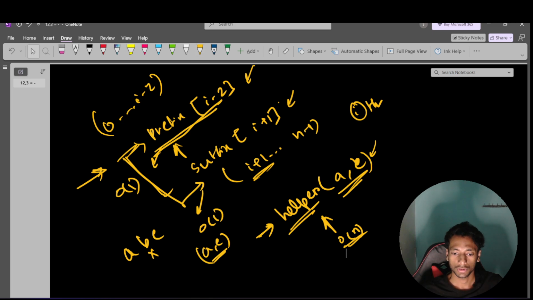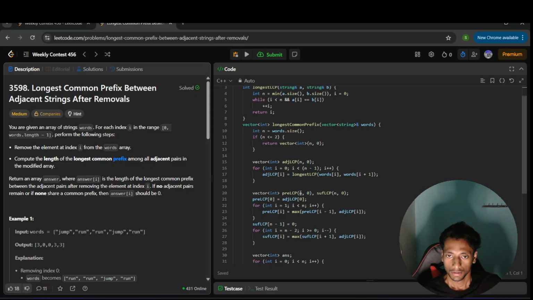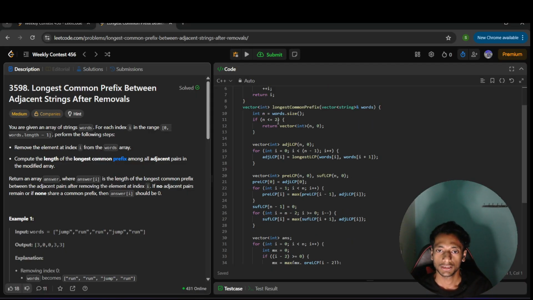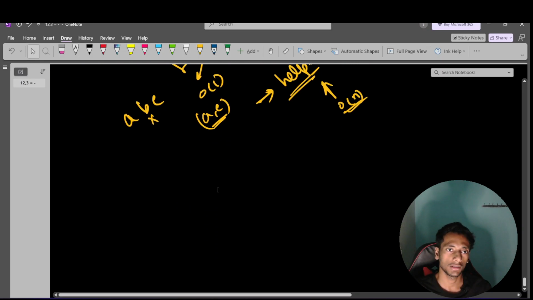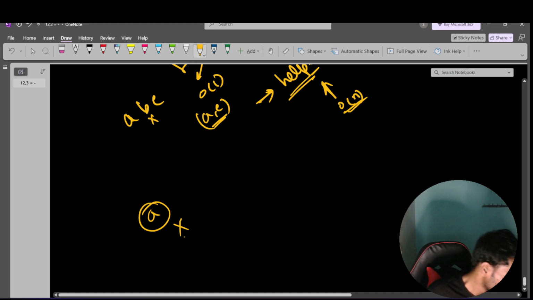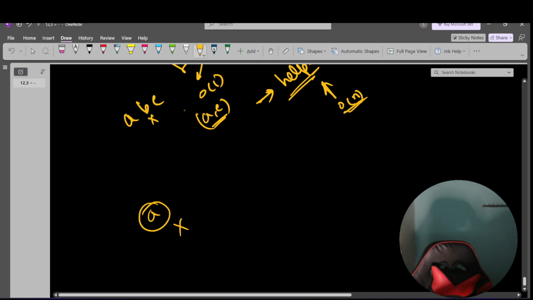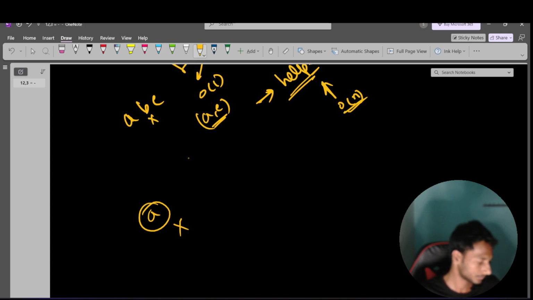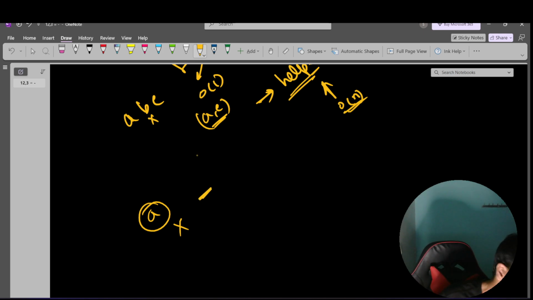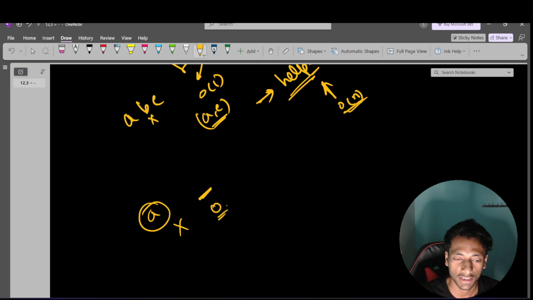So now what is the code? If our length is less than or equal to, so is it possible to get any longest common prefix substring? Not possible. Suppose only one string is present, suppose A. If I remove this, there is no string now. If I remove that, our string will be empty. So it will now return 0, because there is no string to compare, so I have to return 0.